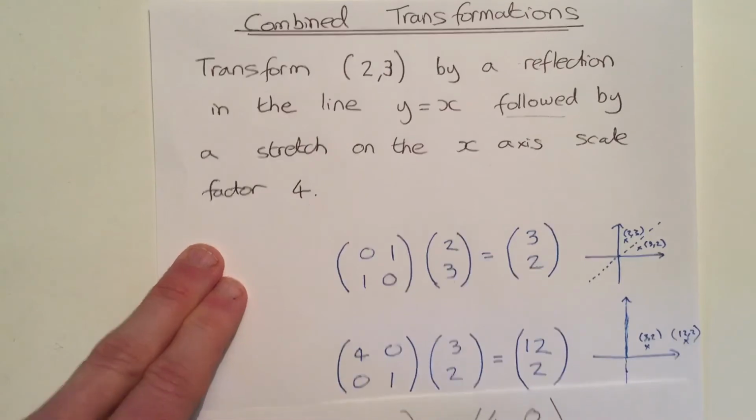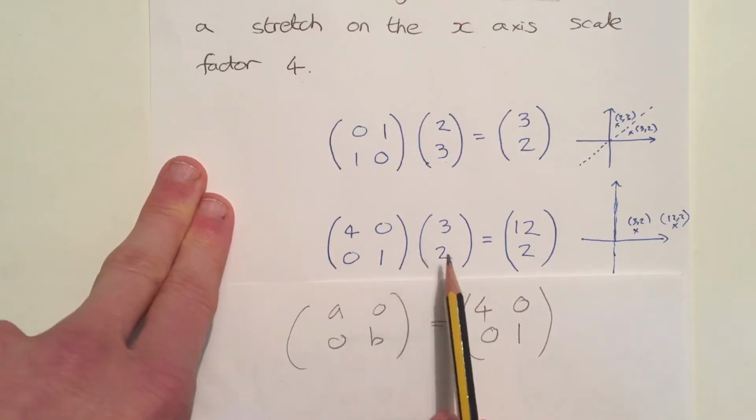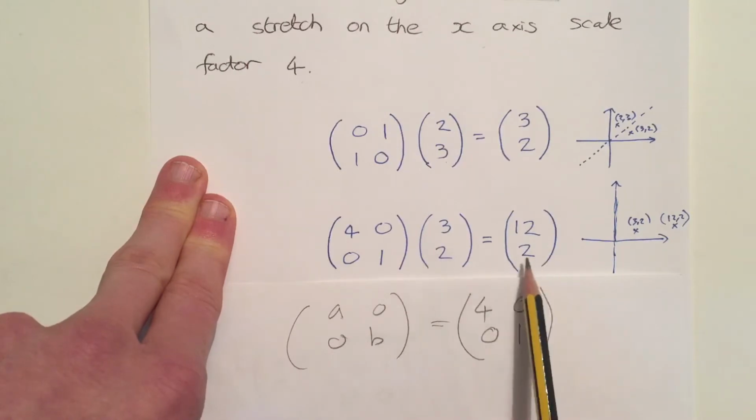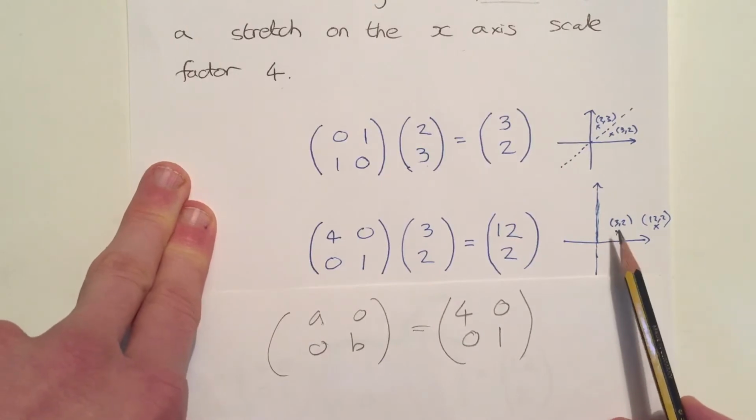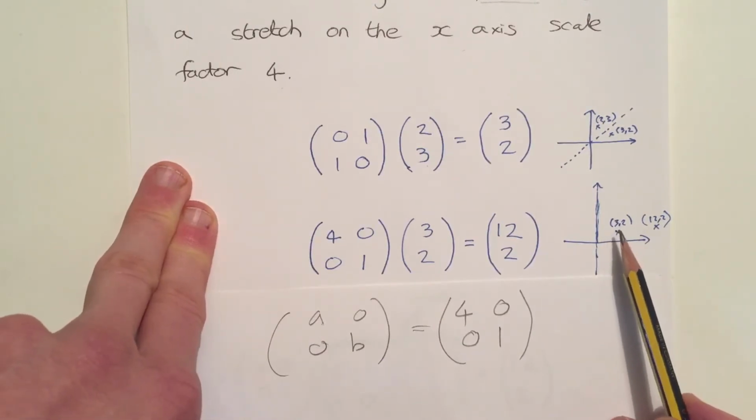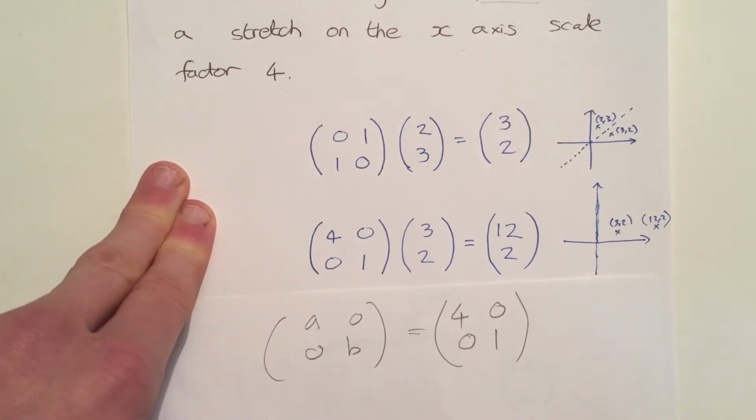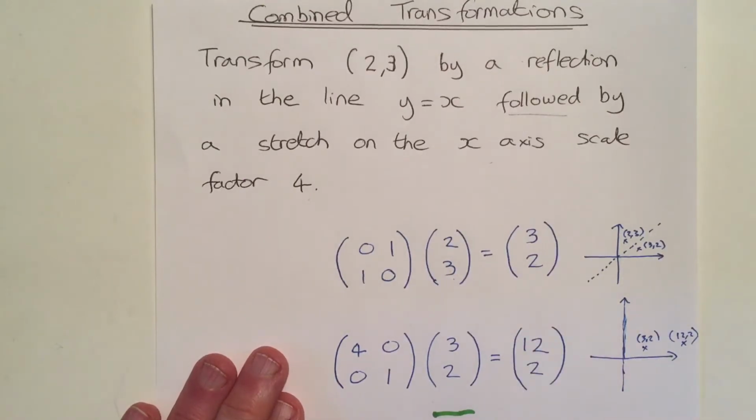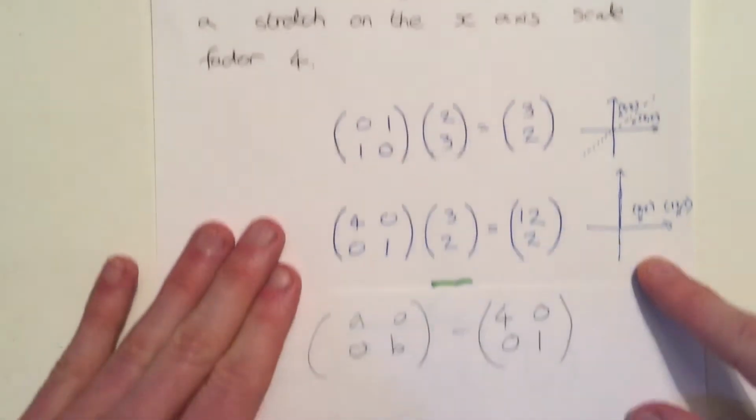So if I now apply that to the result here, 4 times 3 plus 0 times 2 is 12. 0 times 3 plus 1 times 2 is 2. And as we can see here, as I stretch the point (3, 2) by a scale factor of 4 in the x direction, we do get the coordinate (12, 2). So that was me performing these two transformations in 2 stages. What if I wanted to try and represent that as one matrix?